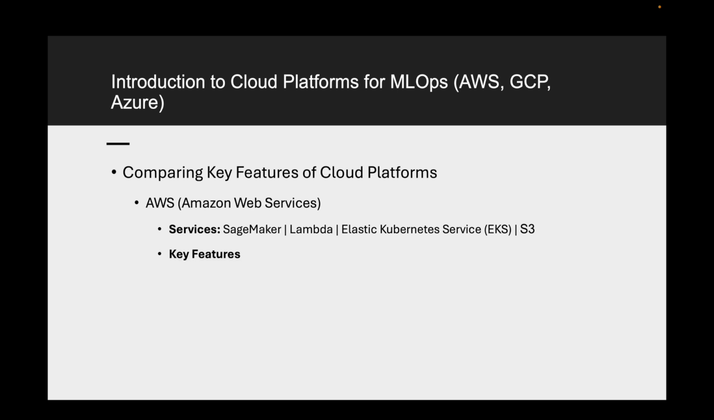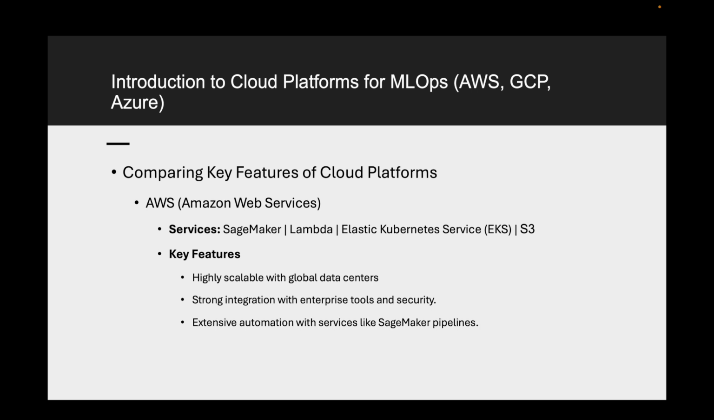Now, the key features include, first, it's highly scalable with global data centers. We have strong integration with enterprise tools and security, and extensive automation with services like SageMaker Pipelines. What about pricing? Pricing is pay-as-you-go with some free tier options for light use.